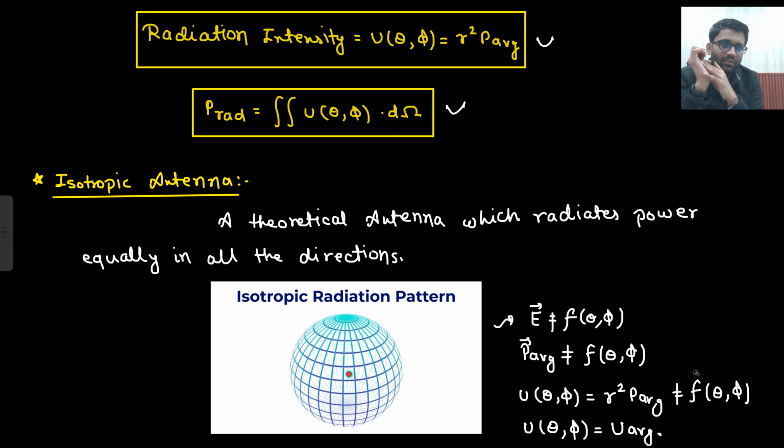So that I can write down as U average. Say yes or no. So if somewhere U average is written, you would get to know that it is never a function of theta comma phi. So now we will find out the value of U average. This is the concept that we need to find the value of U average now.